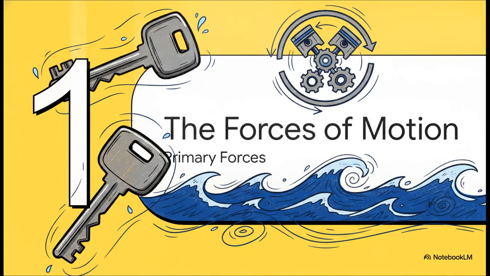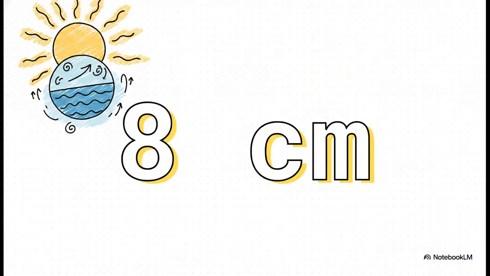Okay, section 1, the forces of motion. Let's just jump right in and look at the primary forces that act like the ignition keys to start this massive ocean engine. Believe it or not, it all starts with the sun. Solar radiation heats up the water, causing thermal expansion, especially right at the equator where that heat is super direct. And get this, it creates a literal physical slope in the water. Because of that heat, the surface of the ocean at the equator actually sits about 8 centimeters higher than it does out in the middle latitudes.